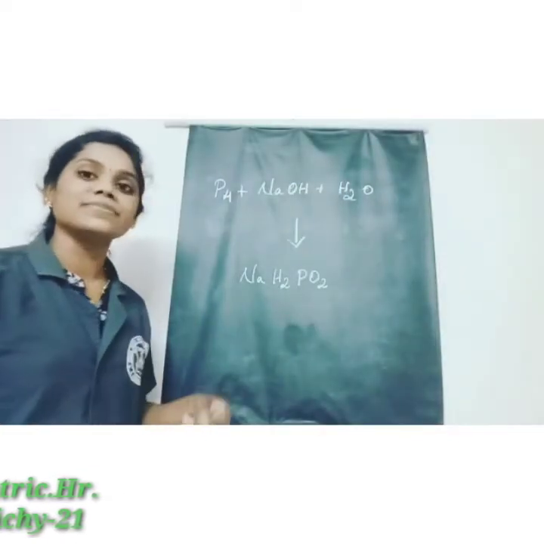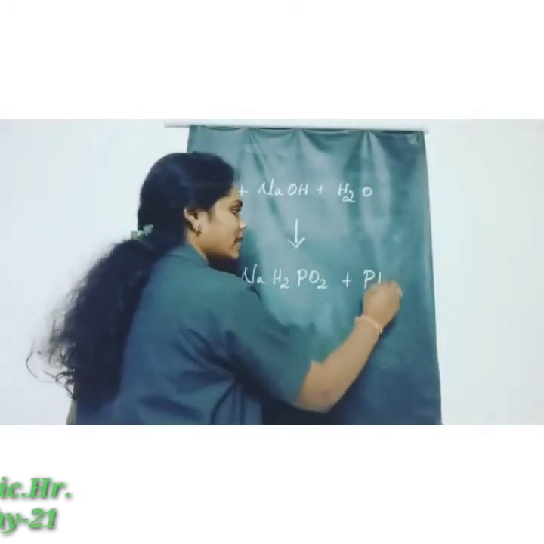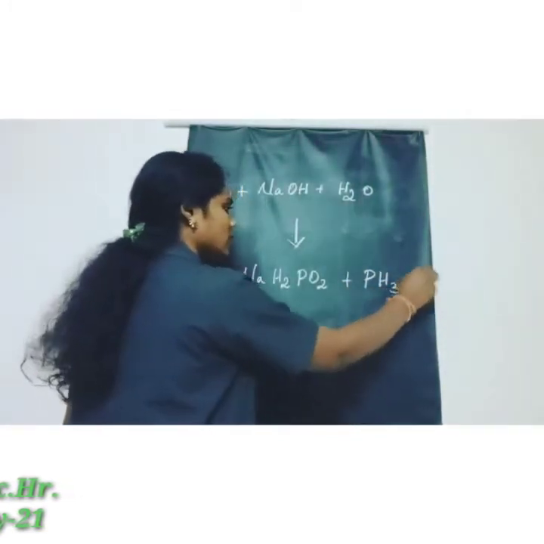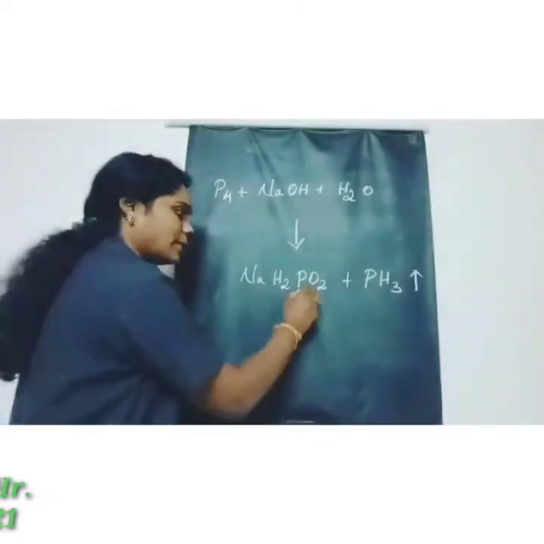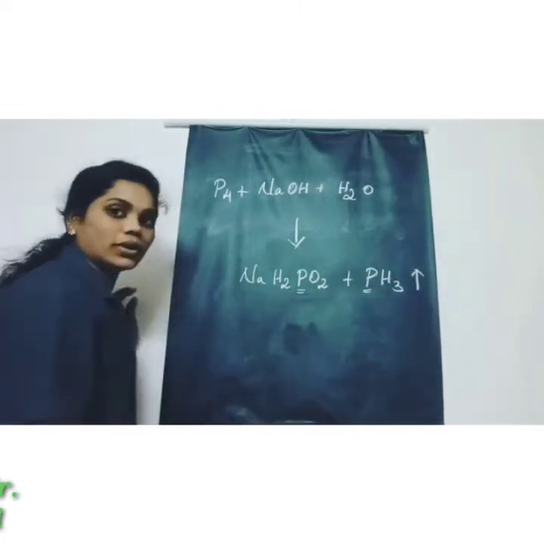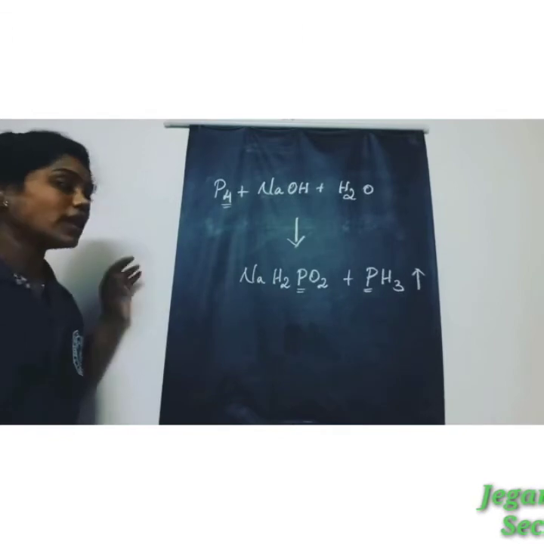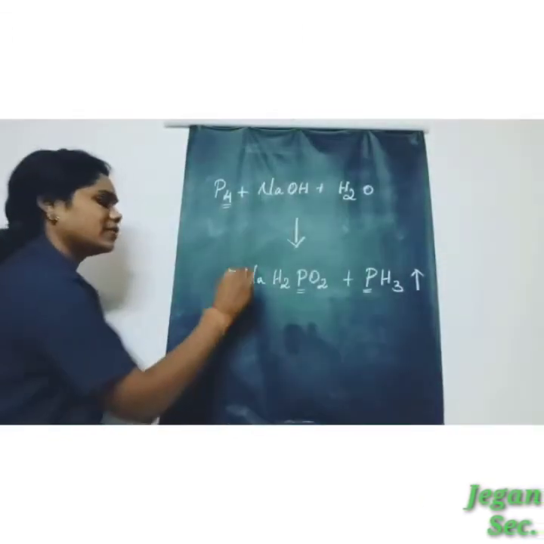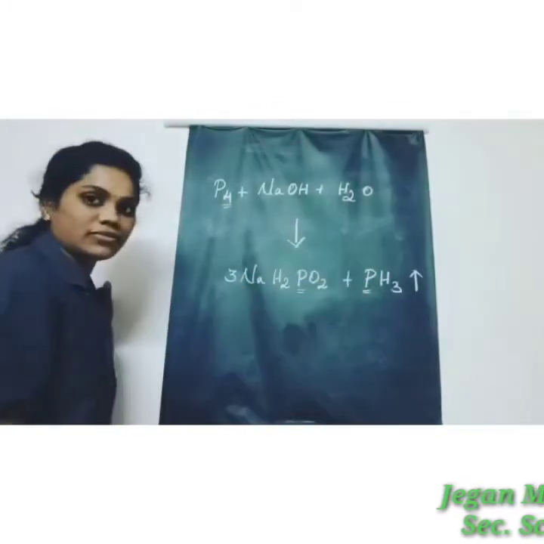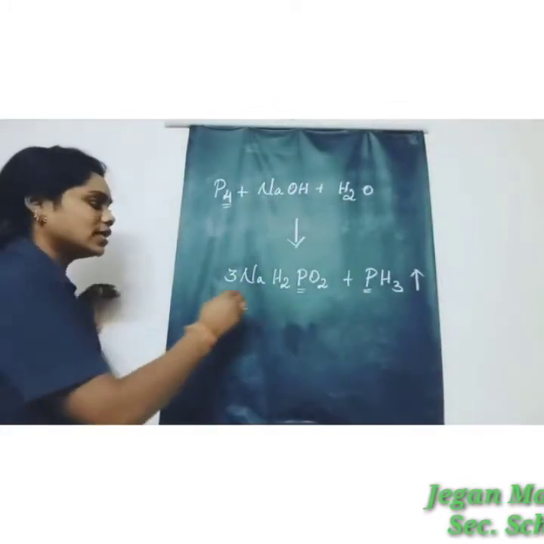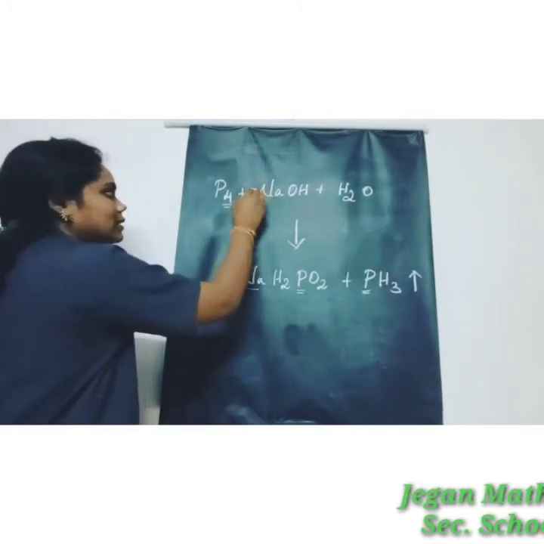Plus, here phosphine gas is liberated. The formula for phosphine is PH3. Okay, so how many phosphorus are present here? Here one phosphorus, here one, so totally 2 phosphorus, but on the other side 4 phosphorus. So now I take 3 times, so phosphorus is balanced: 3 phosphorus plus 1 makes 4 phosphorus. After that, sodium is present 3 times, so I take sodium 3 times.